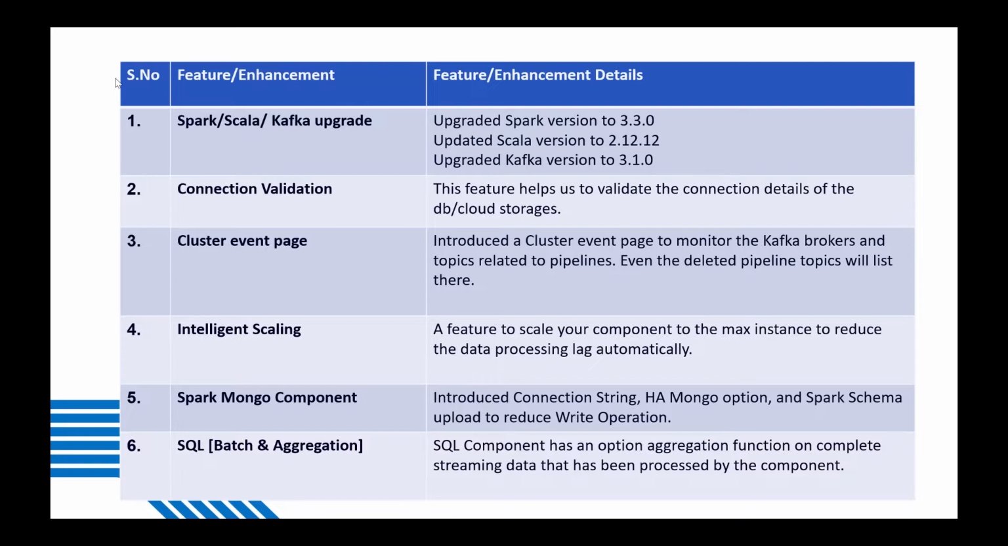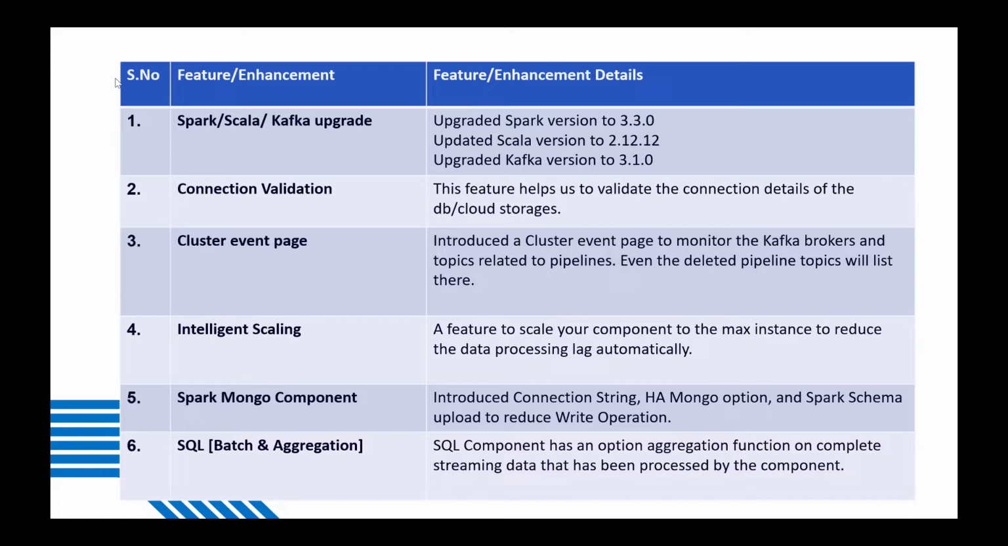So these are the features and the enhancement which we have released in the 7.6, where Spark, Scala, and the Kafka versions are upgraded. 3.3.0 for the Spark, 2.12.12 for the Scala, and 3.1.0 for the Kafka.